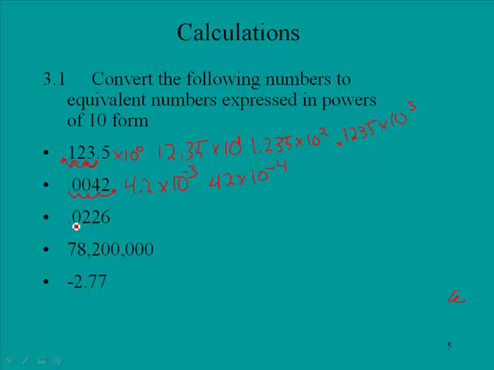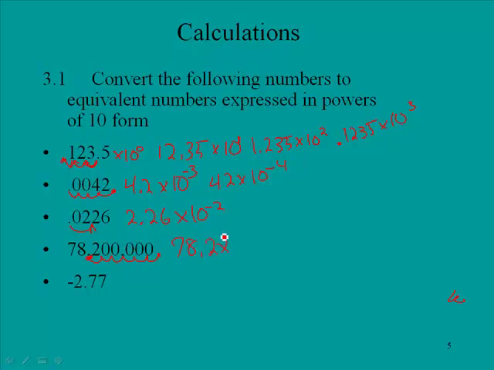Another decimal, let's move this 2 places, so we'd say 2.26, and since we moved 2, times 10 to the minus 2. Here we have a large value, 78,200,000. We could move our decimal point 1, 2, 3, 4, 5, 6 places. How about that?